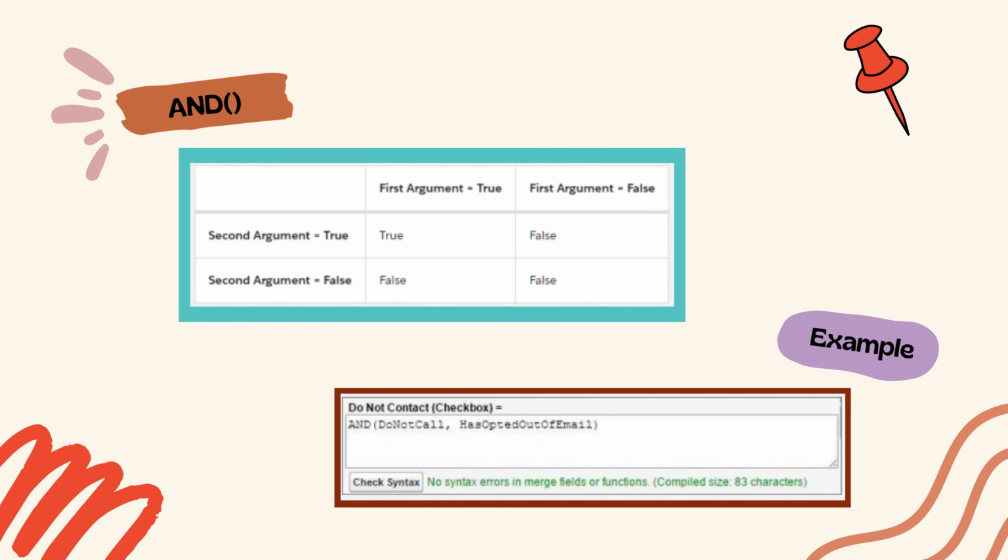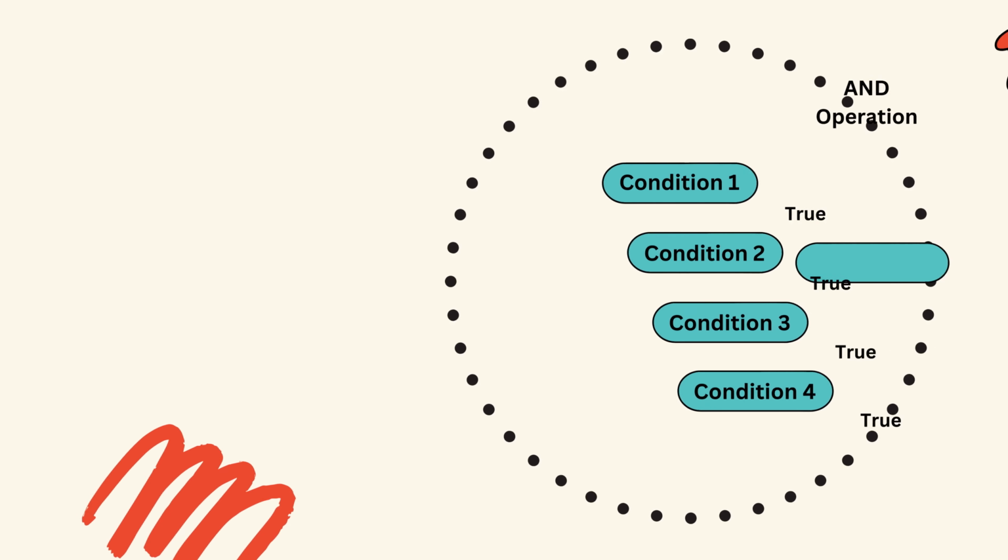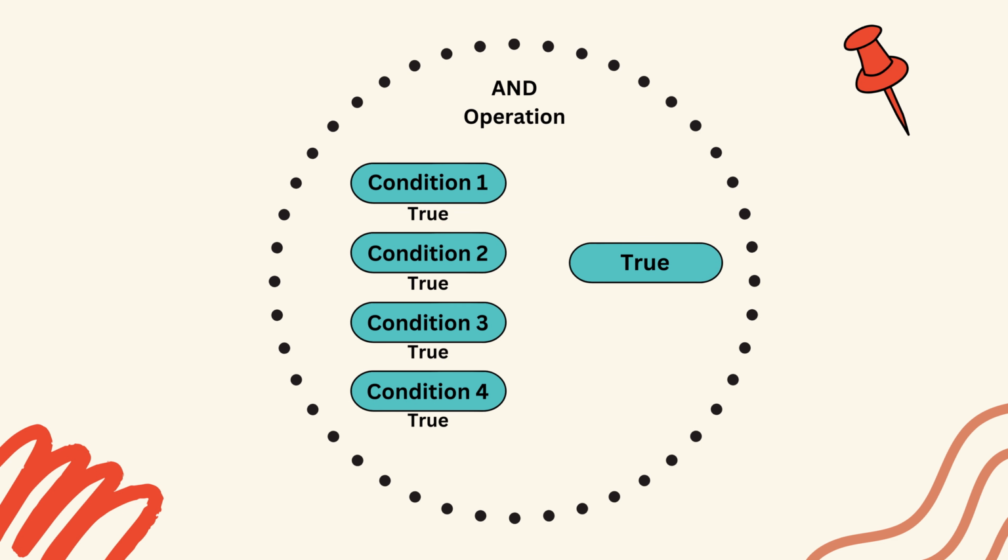First up, we have the and function. This function returns true only if all arguments are true. It's a powerful tool for checking multiple conditions in your formula. And the best part? It's not limited to just two conditions.